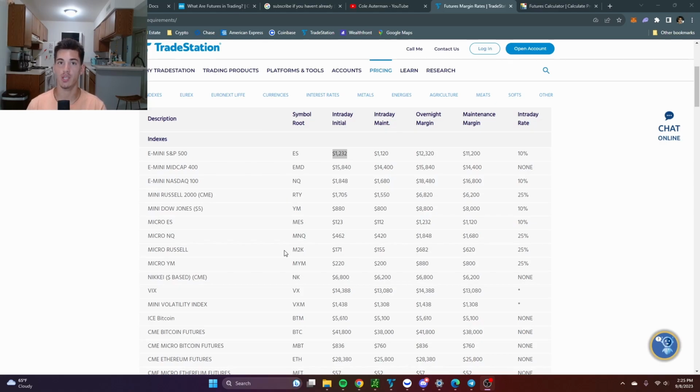So if the S&P goes up 1% in a day of $200,000, that's over $2,000. You could double, triple your account. You would basically be able to make $2,000 plus with just over $1,500. That is an insane amount of leverage. So you really don't need a lot of money to start trading futures.